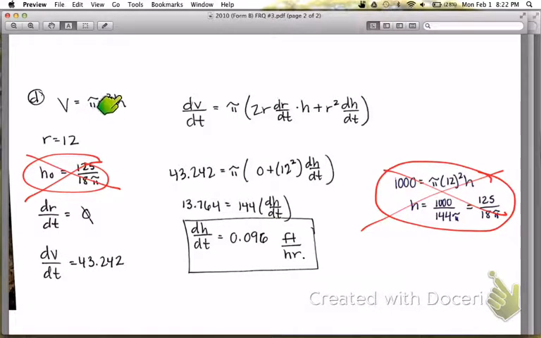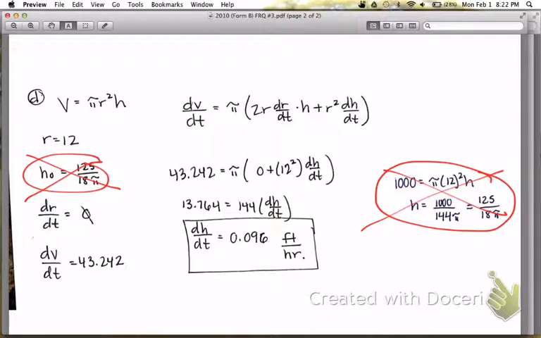The height of the water is changing, but the radius is not changing because the pool is not getting bigger or smaller. So you'll notice in mine I actually took the entire derivative. I had to use the product rule and the power rule and all that kind of stuff, and so it ended up being a big mess. And it didn't need to be, because look at this.